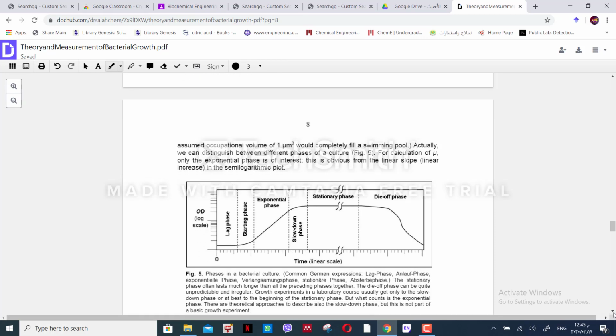Actually, we can distinguish between different phases of a culture, as seen in this figure. For calculation of mu, only exponential phases are of interest. So this phase is of interest, the lag phase is not of interest, and also the death phase is not of interest. In the stationary phase, we have a balance between cells and nutrients, so it will be constant, which means there is no change in optical density and there is no growth. So what we have here is just the exponential phase, which we are concerned with.